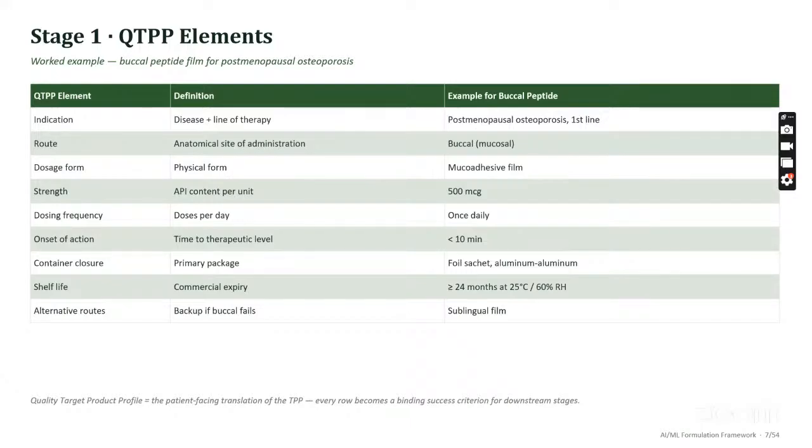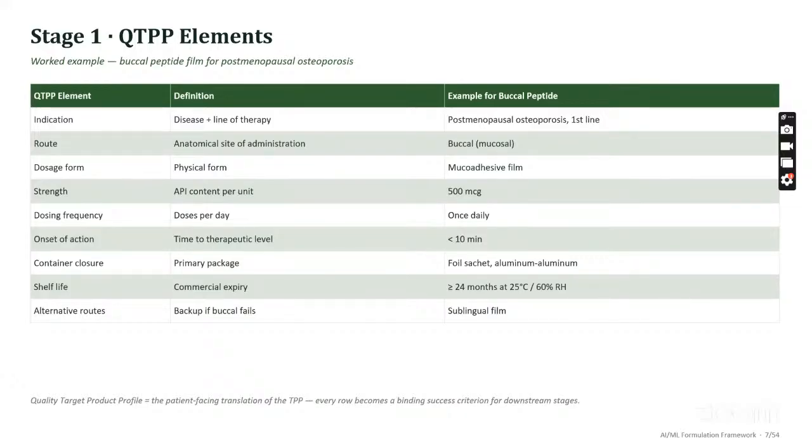Here are the QTPP elements. In the QTPP elements, the buccal peptide film for osteoporosis: each row is a binding criterion. 500 micrograms, once daily, onset under 10 minutes, 24 months shelf life. That's what good means for everything downstream.